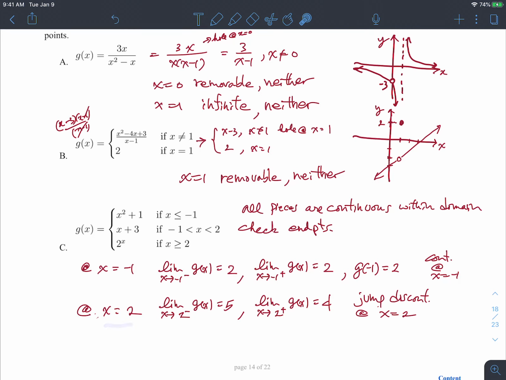At 2, however, from the left-hand side, it's equal to 5. From the right-hand side, it is equal to 4. So for example, you plug in a value over here like 1.999, and then maybe 1.99999, and you see that it's approaching 5, right? So that's why the limit is 5. Do the same thing over here as well, right? Anyways, the left and the right are different, so hence it's a jump discontinuity at x equal to 2, okay?